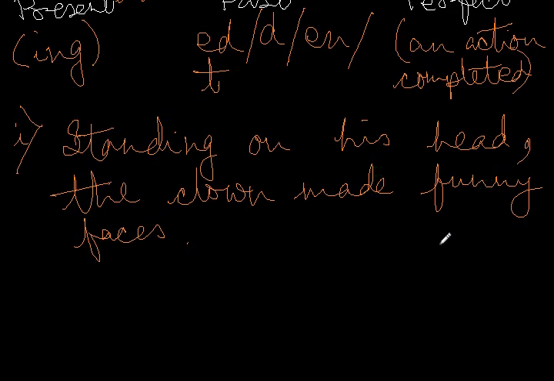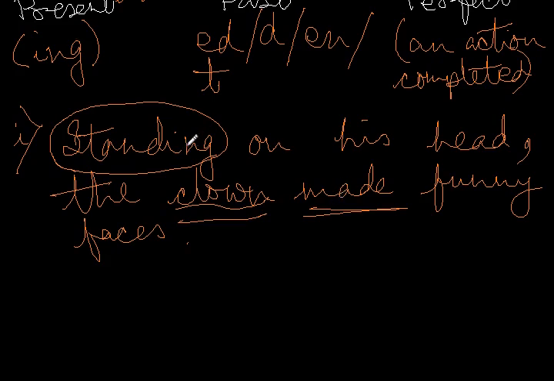Now this sentence actually has a single finite verb, that is made. Whereas it has also got a non-finite verb which does the job of an adjective, which is standing. Now this word standing actually describes the noun clown. Therefore standing, though it looks like a verb, actually does the job of an adjective. And therefore it is a participle. What kind of participle? Because it ends with ing, of course it is a present participle. Let us take another example.